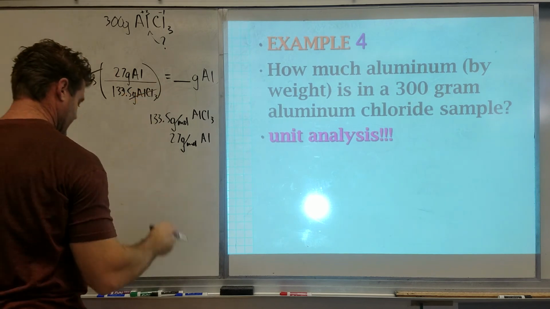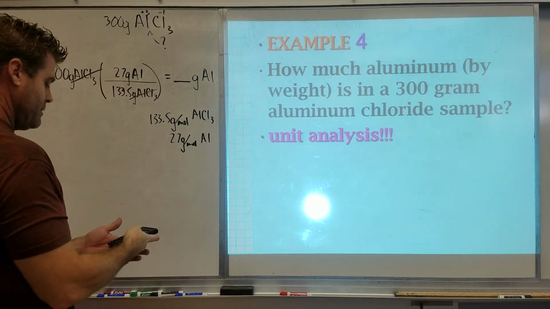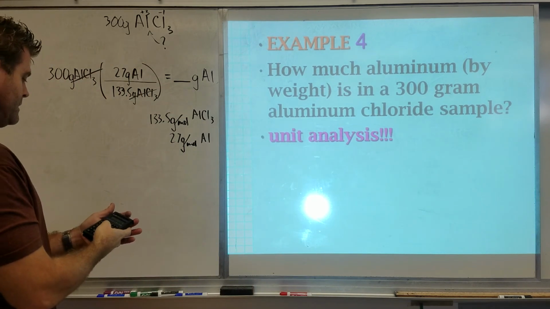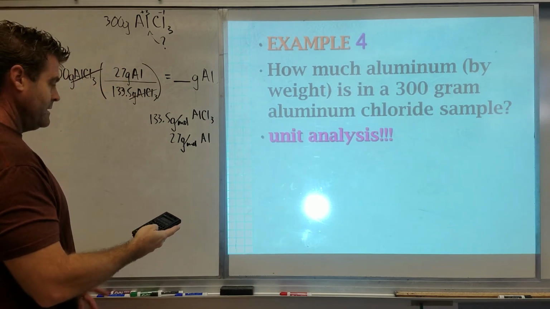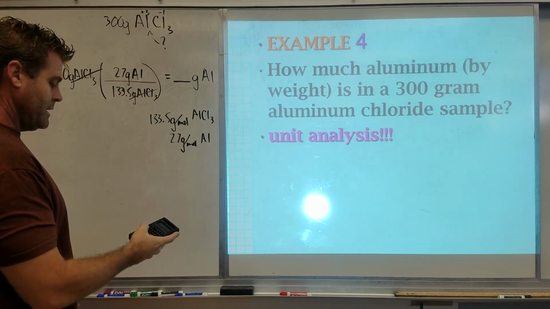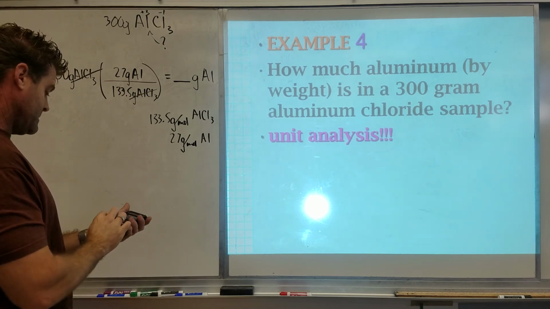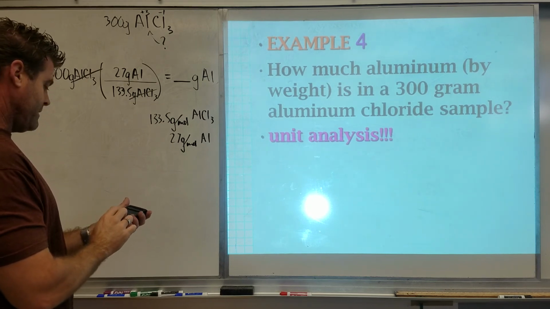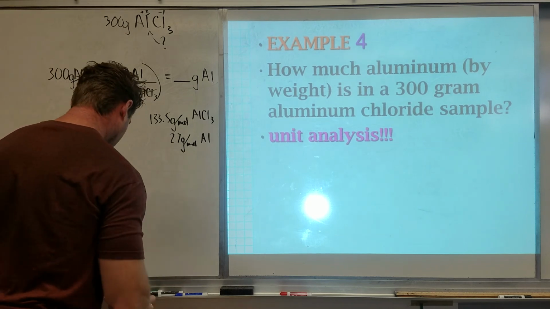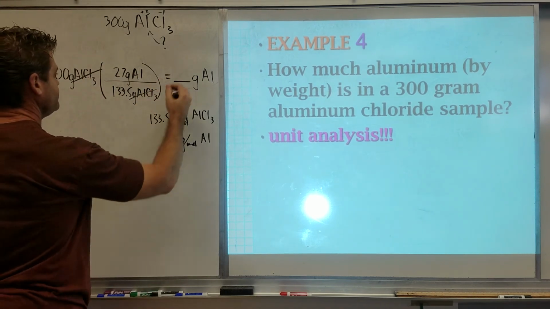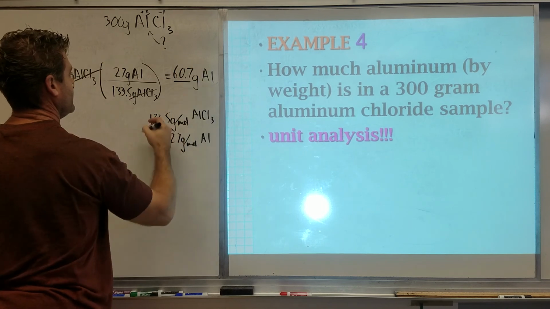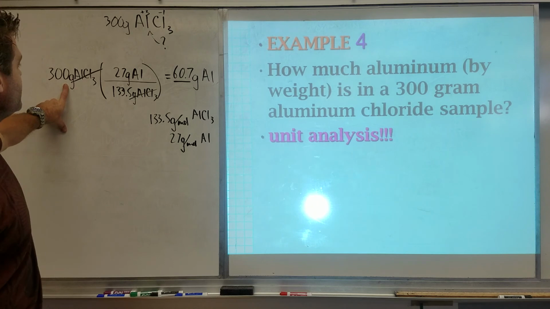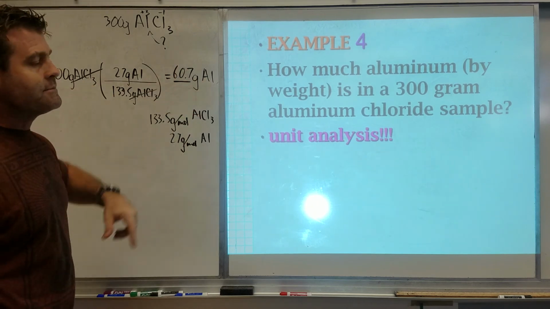So then I just cancel that out and multiply the top, divide the bottom. I get 300 times 27 divided by 133. Oops, messed up, sorry guys. 133.5, and I get 60.7. And so that's what I just figured out. So of my 300-gram sample of aluminum chloride, 60.7 grams of it would be due to aluminum.